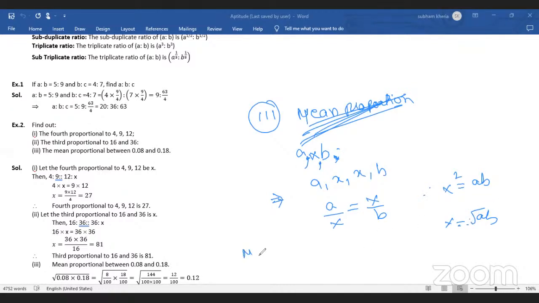For example, find the mean proportion of 9 and 4. What will be the answer? Tell me quickly. 6. Very good. Why? No need to make it complicated. Direct root of 9 into 4. That is 6.